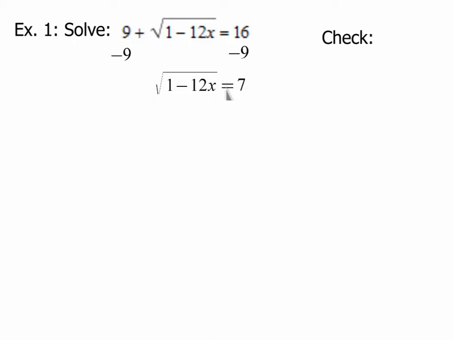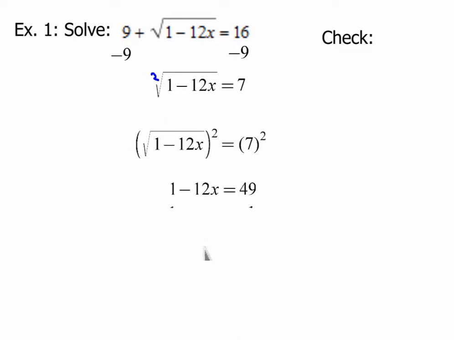Now that I've isolated this, my next step is to raise both sides to the index of my radical. Remember, if it's a square root, my index is just 2, even though it's not written there. So I'm going to square both sides of my equation. Squaring this side makes the radical go away, so I've got 1 minus 12x, and on the other side, 7 squared gets me 49.